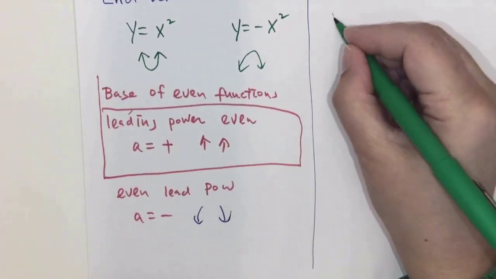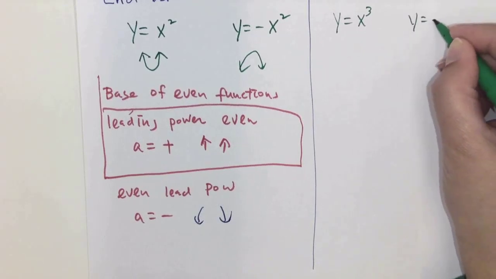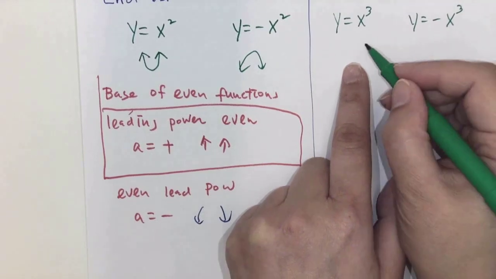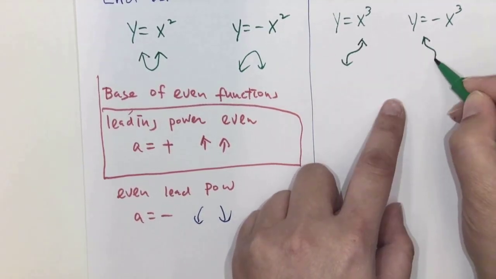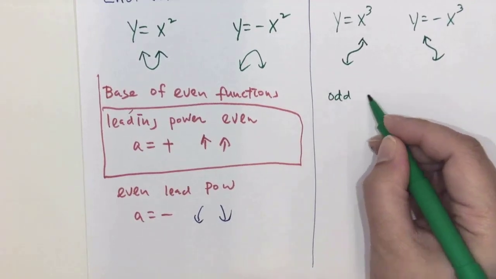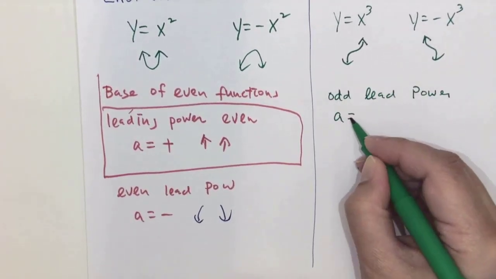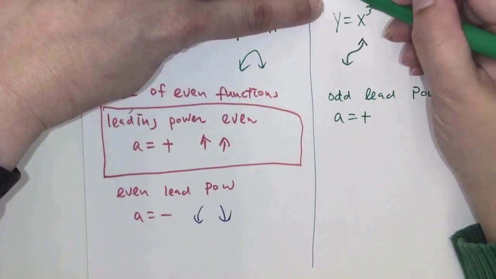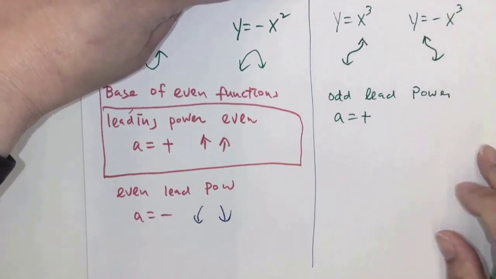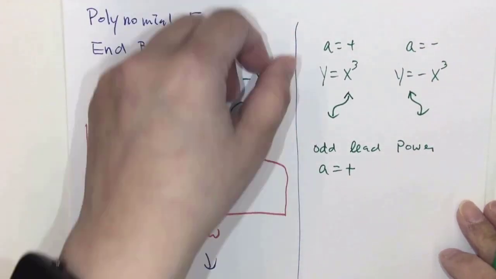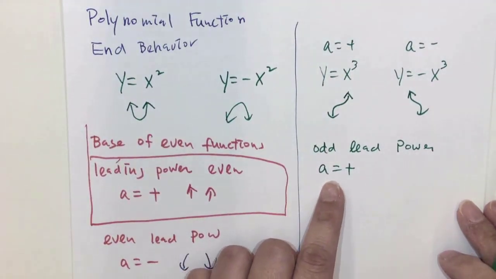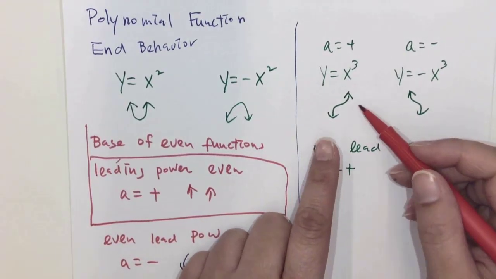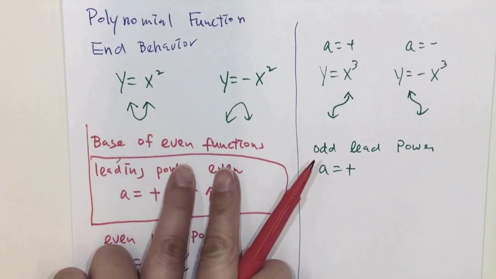So do we know what y equal to x cubed and y equal to negative x cubed graphs look like? This is an S-curve like this, and this is the S-curve like that. So if you have an odd leading power and a is positive, then what would the end behavior be? Just like this guy, this one has a positive, this one has a equal to negative, right? So if you have odd leading power with cube like this, or fifth or the ninth, then a positive, your end behavior should be what? Just like this one. So this is both sides up or both sides down.